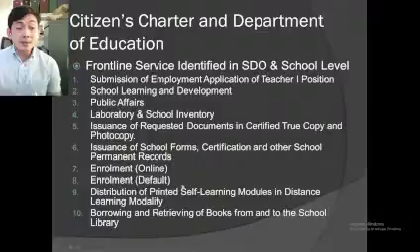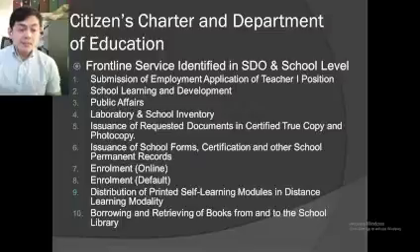Enrollment, online or default; distribution of printed modules, since we are administering the modular type of learning for our students; and borrowing and retrieving of books from the school library.